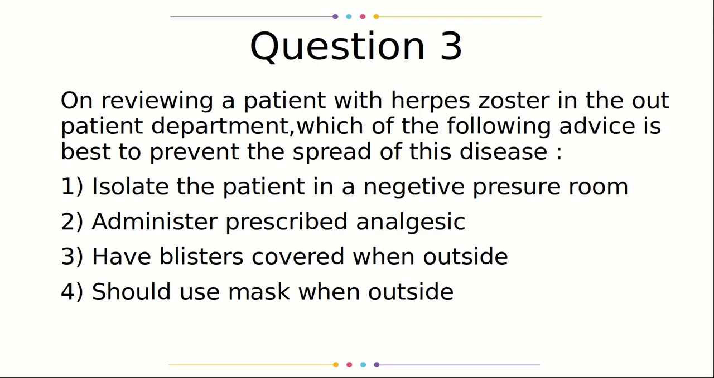Then number 4, use masks when outside. Using masks is for airborne infection, not varicella. Okay, so the answer here is 3. Have blisters covered when outside, because the major form in which an individual can contract shingles is through body contact with fluid of an infected person. So if the blister is covered when someone is outside, it reduces the risk of transmitting the infection.